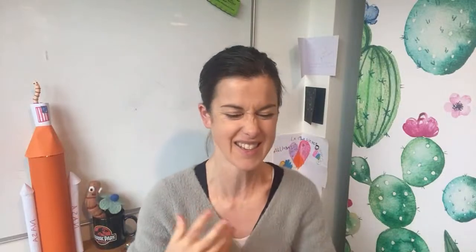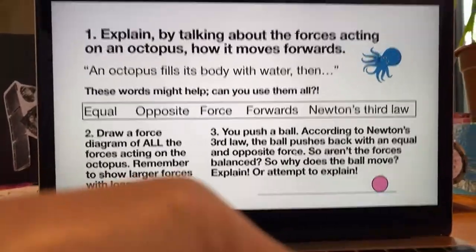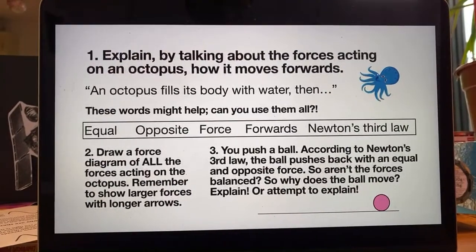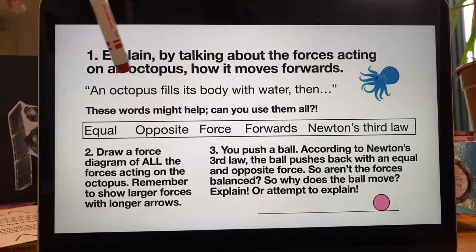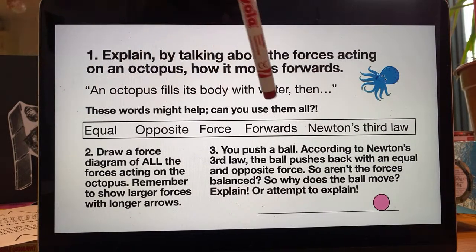I'm just going to give you the question sheet now. I think you've had all you need, at least to get a bit of brain exercise, and then we'll go through the answer. Explain, please, by talking about the forces acting on an octopus, how it moves forward. I've given you the first part of the sentence: an octopus fills its body with water, then what happens? These words might help. Can you use all these words? Equal, opposite, force, forwards, and Newton's third law.